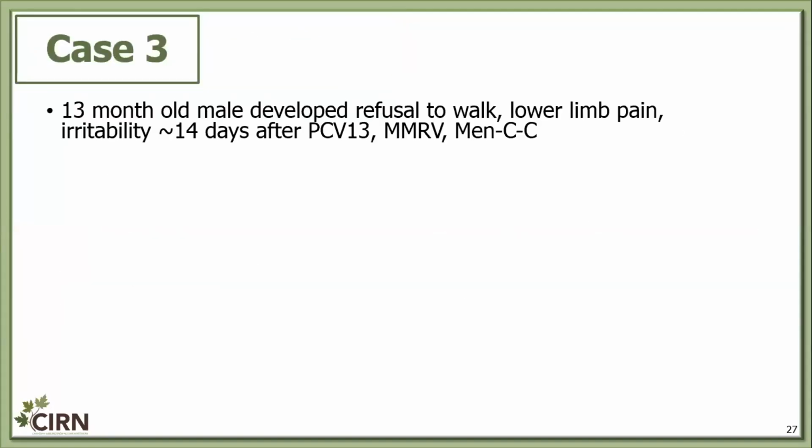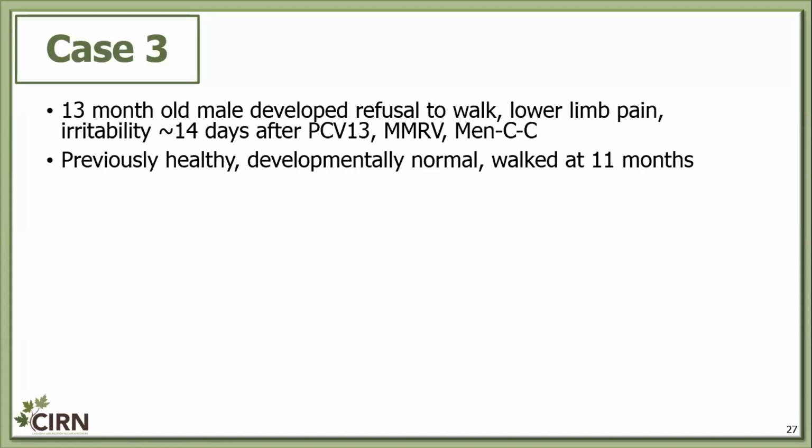And so the final case is a slightly more complicated one of a 13-month-old boy who developed refusal to walk, lower limb pain, and irritability about 2 weeks after receiving his 12-month vaccines, the PCV13, MMRV, and meningococcal C conjugate vaccine.